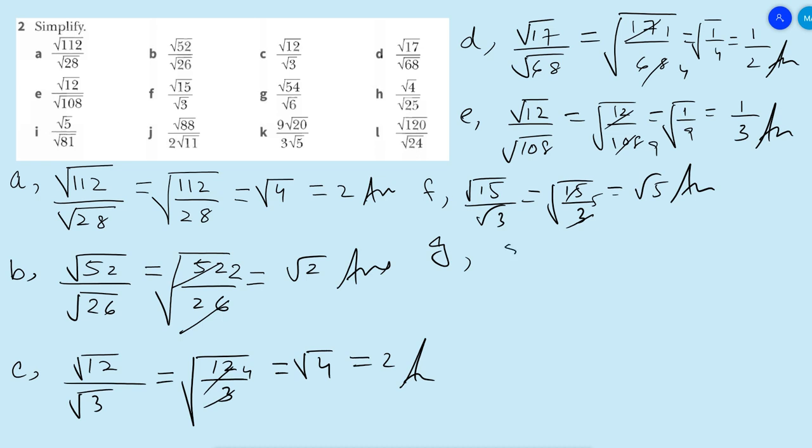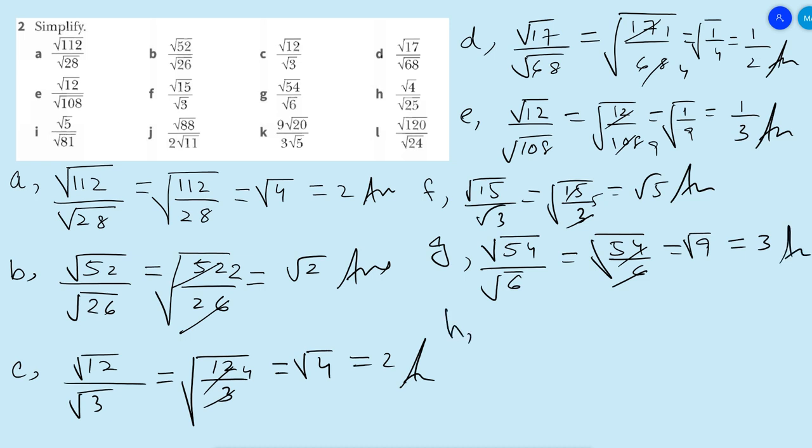Part G is root 54 upon root 6. This can be written as 54 upon 6 whole root. 6 nines are 54. And the square root of 9 is 3. This is our final answer. Come to part H. You can see these are very, very easy questions. Very easy. No confusion and no more steps are required.